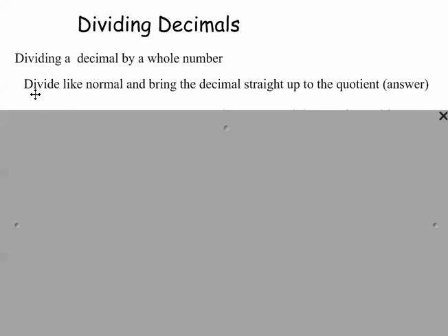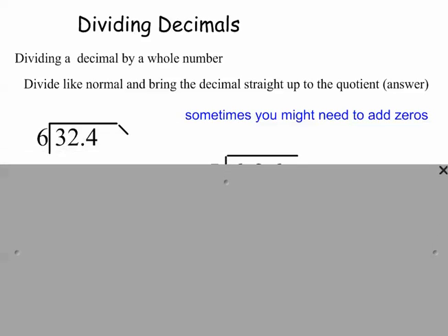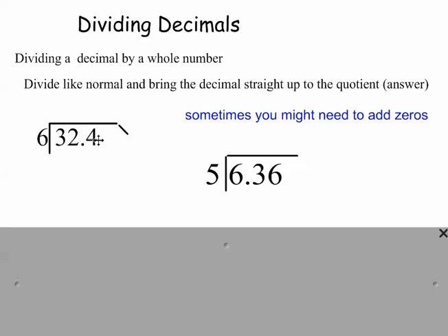First of all, just like multiplying decimals, you're just going to divide like normal and forget about that decimal to start off with. Then in the end, you're going to bring that decimal straight up. So let me just show you an example of what we're talking about. All right, so let's just look at some examples.